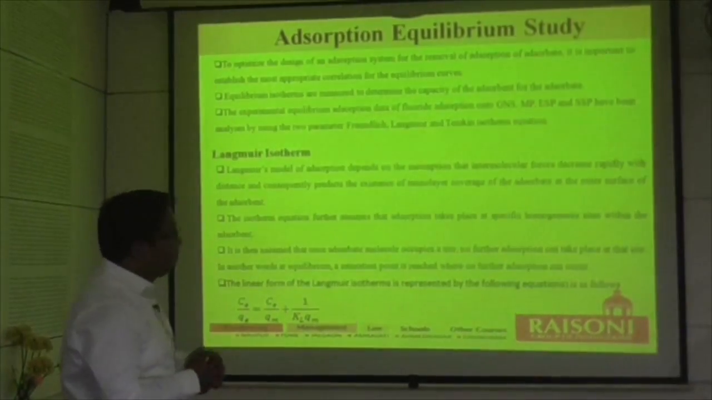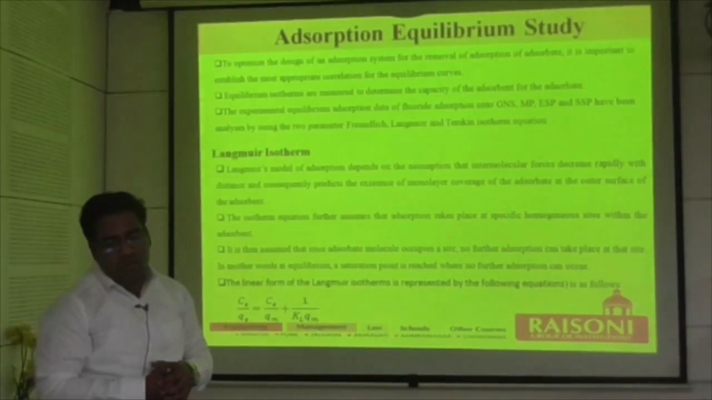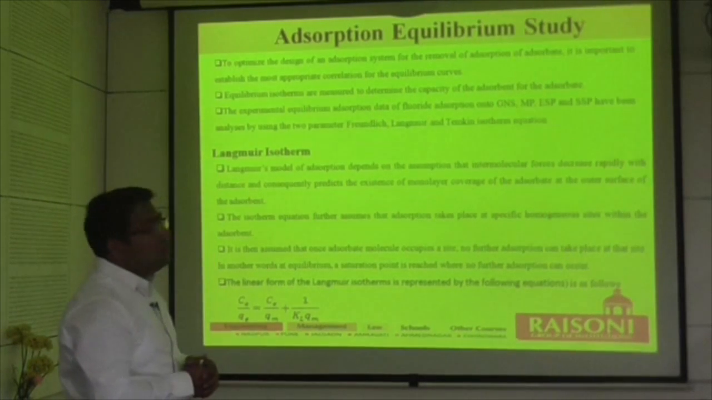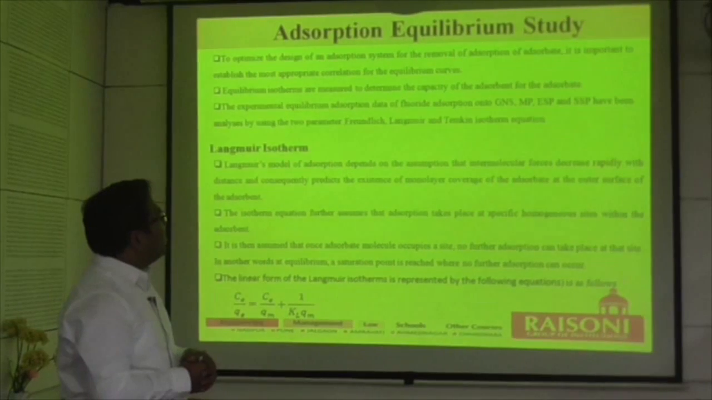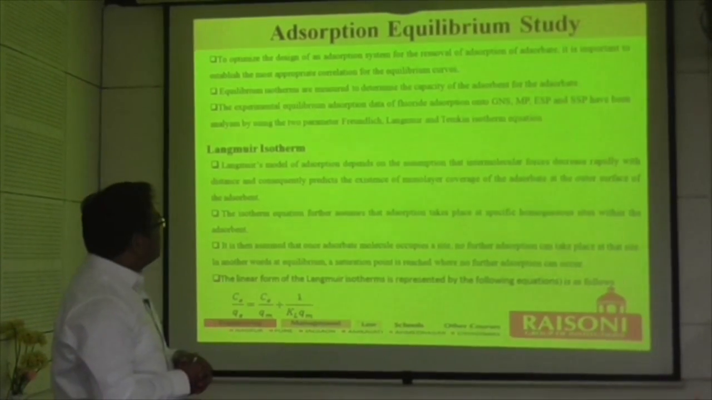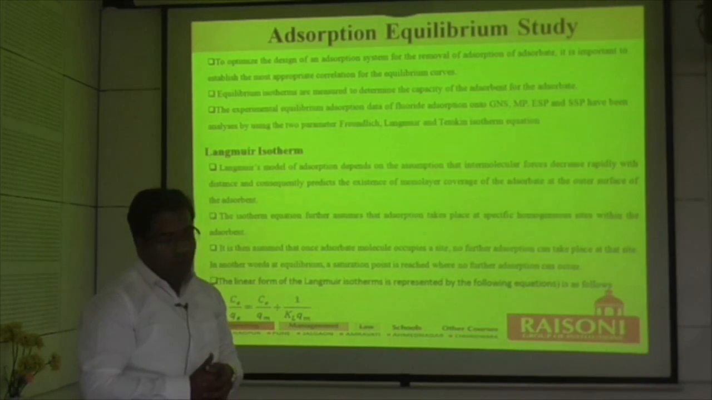Adsorption equilibrium study. To optimize the design of an adsorbent system for the removal of adsorbate, it is important to establish the most appropriate correlation for the equilibrium curve. Equilibrium isotherms are measured to determine the capacity of the adsorbent for the adsorbate. The experimental equilibrium adsorption data of fluoride on the outer surface of the adsorbent.